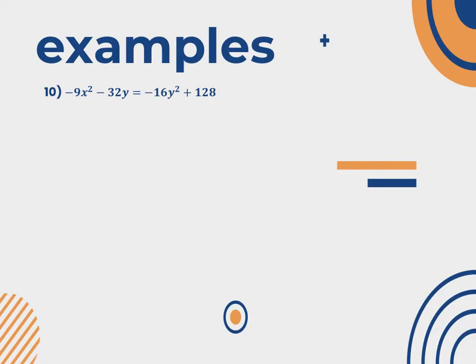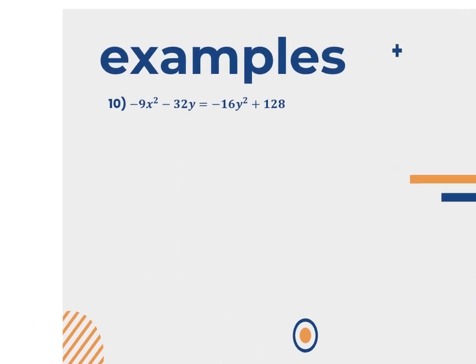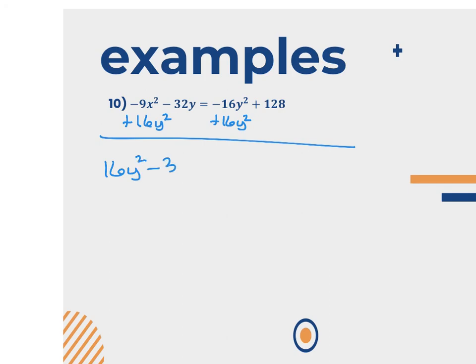This one is also going to be a hyperbola. So I'm going to move the 16y squared over to leave the constant all by itself. So I get 16y squared minus 32y. Leave a blank space, write the 9x equals 128. I'm going to factor out the 16 and get y squared minus 2.